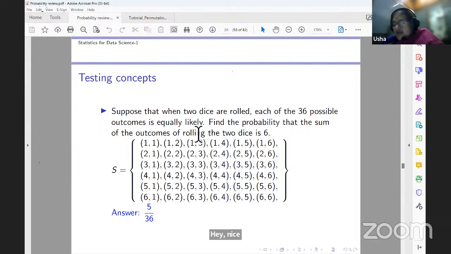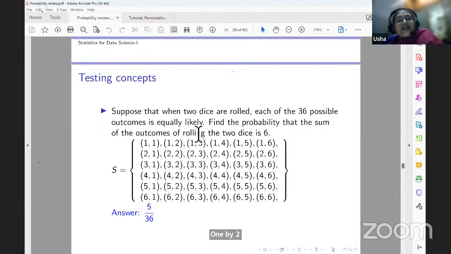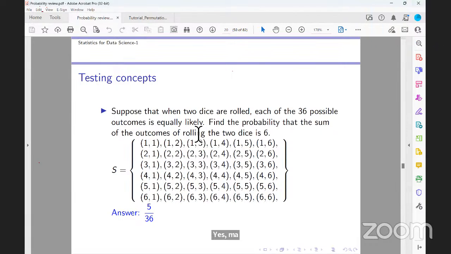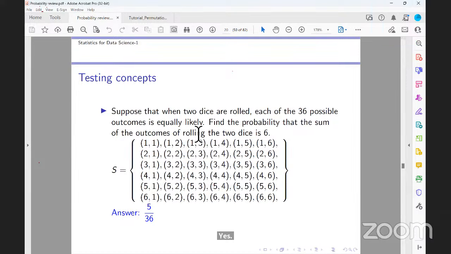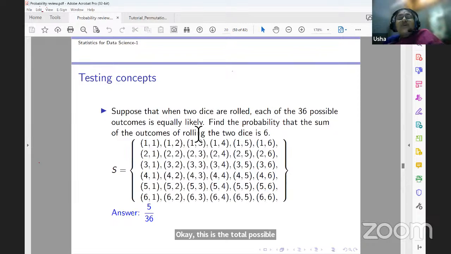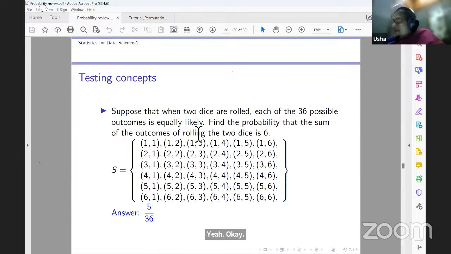Now I am asking you, the chance of you getting a sum of 5 was 5 by 36. 6 is 5 by 36, right? Yes, ma'am. What is the chance of you getting a 7? Sum of 7, 6 by 36. It is 6 by 36.